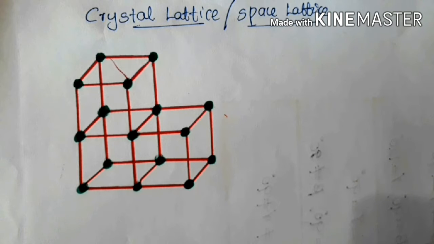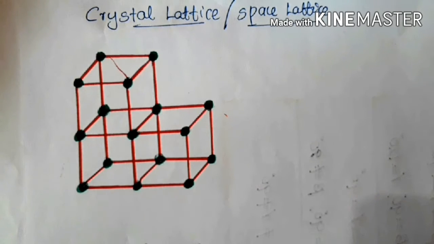Today, let us discuss solid state. In solid state, let us first see crystal lattice. Crystal lattice is the three-dimensional arrangement of constituent particles in space. Here, I have drawn a crystal lattice.